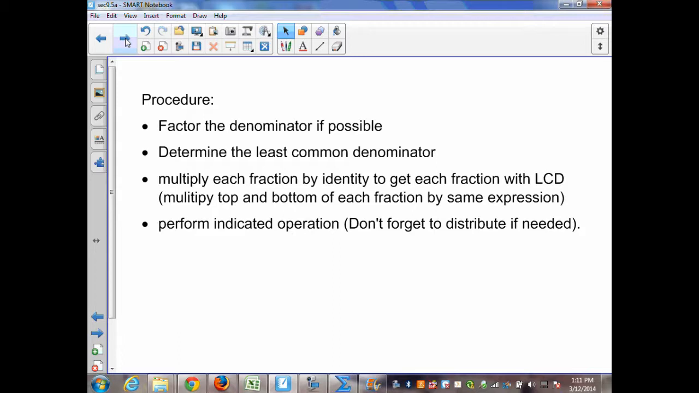Here's our procedure. We want to factor the denominator if possible. We want to determine the least common denominator. We want to multiply each fraction by identity to get each fraction with the LCD. In other words, we want to multiply the top and bottom of each fraction by the same expression, which is the identity. Therefore, we'll change the look of that fraction, but not change the value of it. Then we want to perform the indicated operation, and remember, don't forget to distribute if needed. And of course, we always want to simplify the final solution.